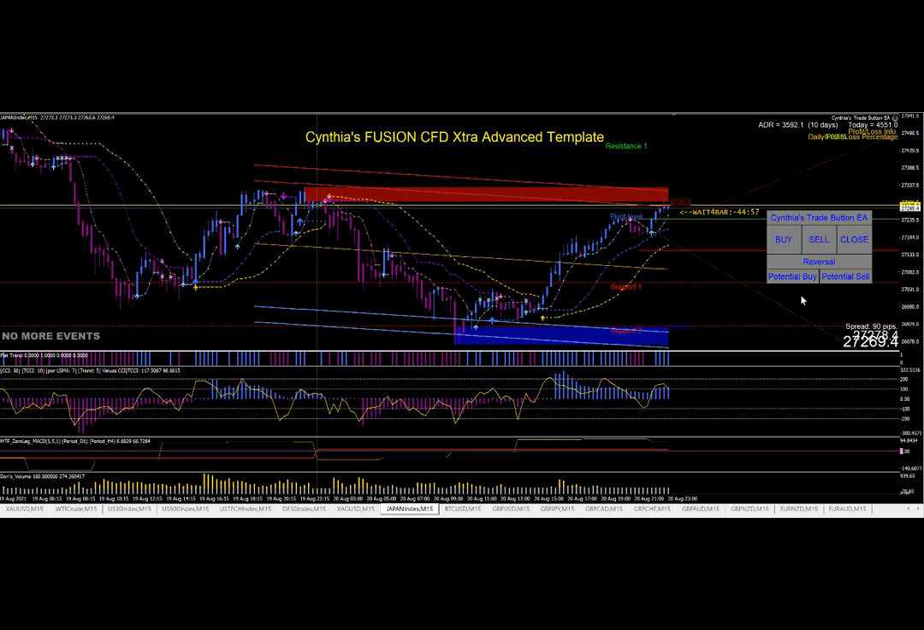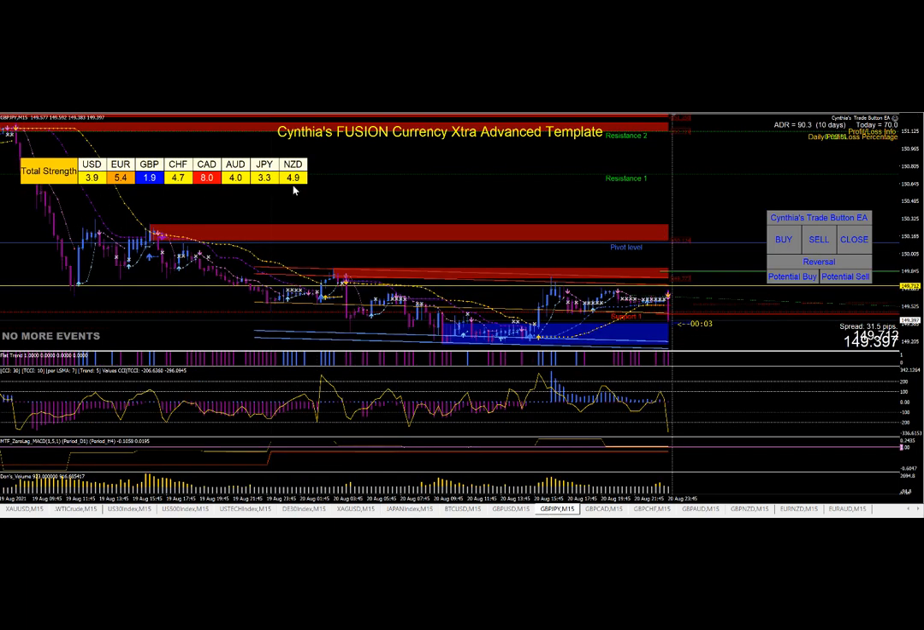And you cannot buy this Xtra advanced template unless you've already first purchased the basic, which is where you get familiar with my color-coded indicators and you understand them. And then you can buy the advanced template, which has a few extra things, including my trade button. That's something new to learn. But in the Xtra advanced template, for instance, you have the currency strength meter, which you need to learn, and the supply and demand zones, and the double trendline channel.